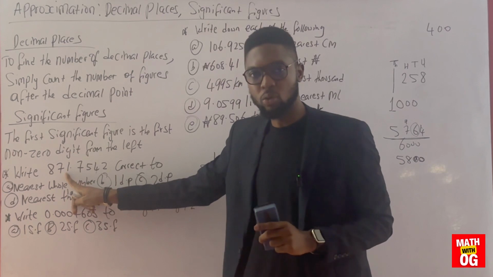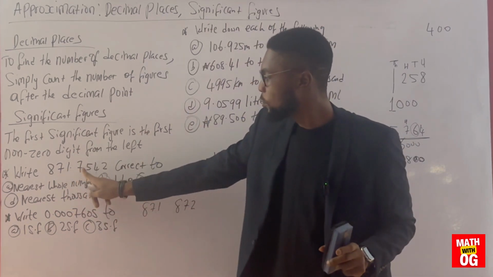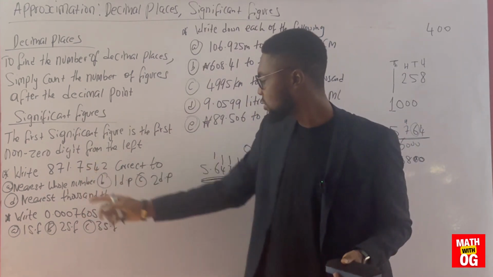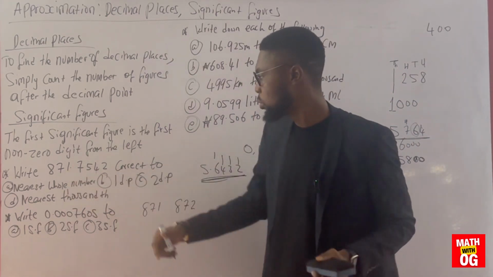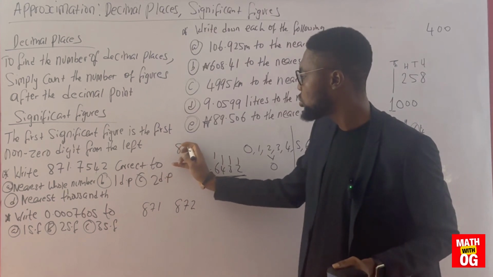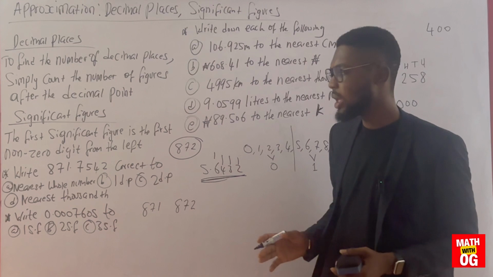No. You look for the next number. That's what you do. Now the next number is 7. Will 7 go to 1 or go to 0? This will obviously go to 1, like we stated. So 1 plus this 1 will give us 2. So the answer to the question for nearest whole number should be 872. So that is the answer, and that's how you solve.